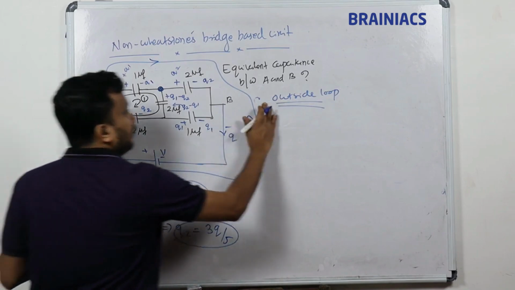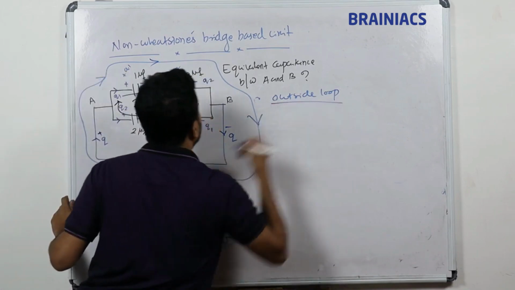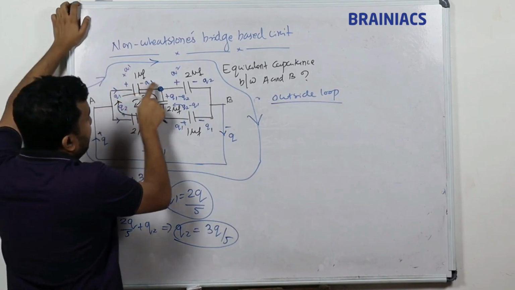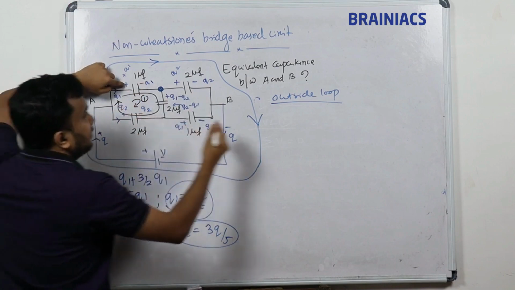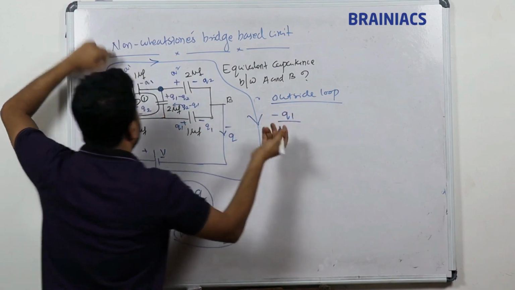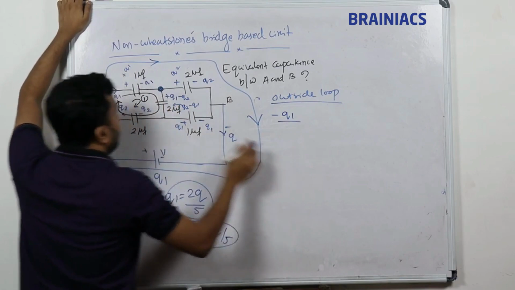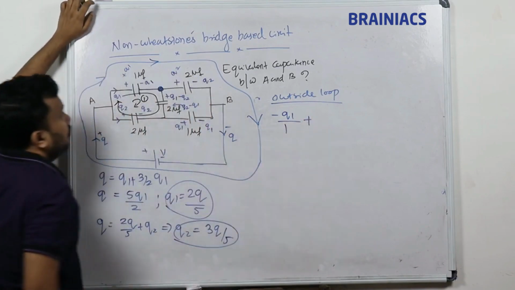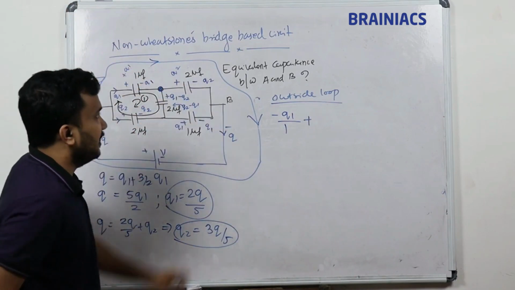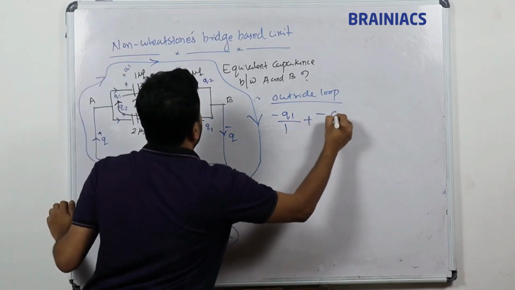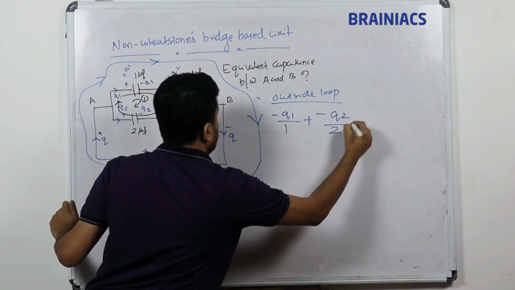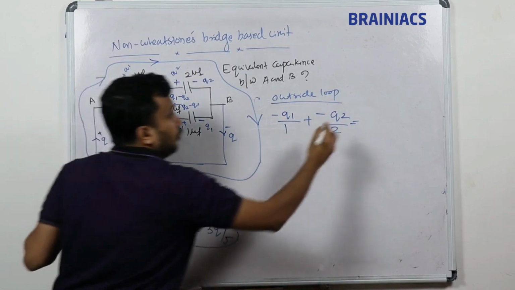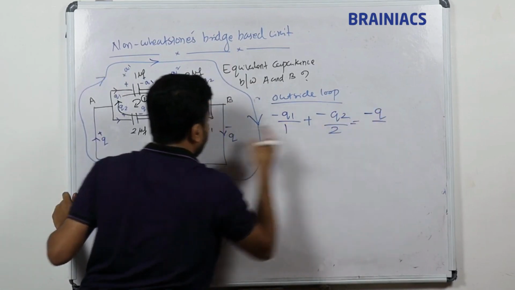In the outside loop, starting from here, I go through this capacitor and come out. So this capacitor gives minus Q1 divided by its capacitance, which is 1. Then for the second, I am going from plus to minus, again negative, so minus Q2 divided by 2, equal to the total voltage as I come outside. The total voltage is equal to minus Q from here.